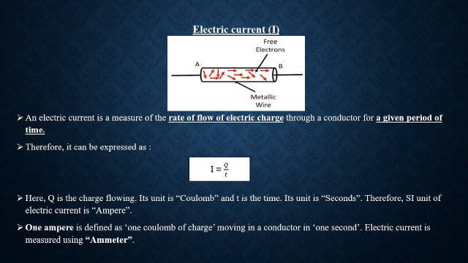So that is how 1 ampere is defined. It is defined as 1 coulomb of charge moving in a conductor in 1 second. Electric current is measured using an instrument called ammeter.